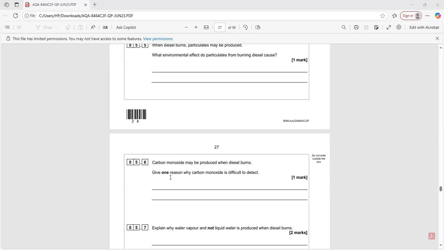All right. Okay, so let's go to the next question. It says carbon monoxide may be produced when diesel burns. Give one reason why it is difficult to detect carbon monoxide. Well, gases usually stem from their physical properties, which are usually what helps them to be detected. Now, number one, carbon monoxide, and that's why sometimes people call it a silent killer, is colorless.